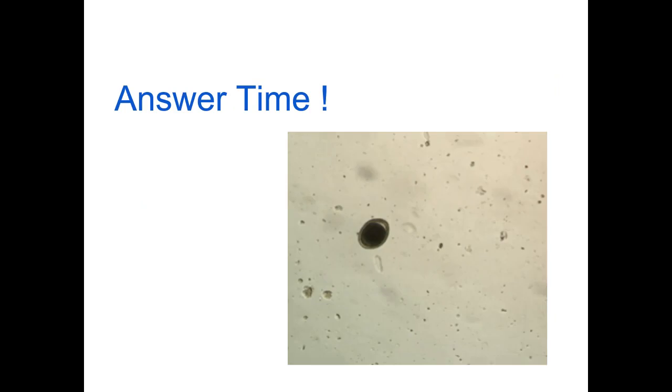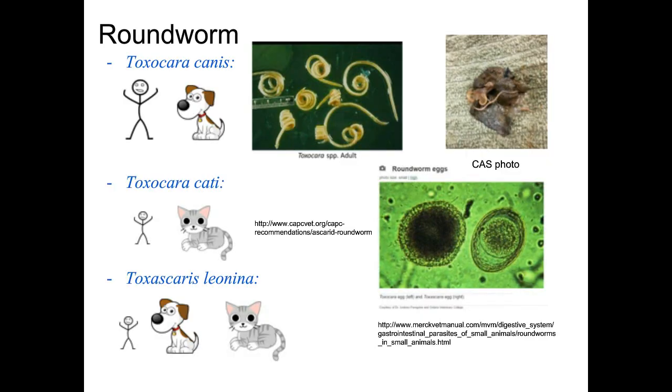All right, on to another intestinal parasite. So think about this one. Anyone know what this one is? Think about it, write it down. So that was a roundworm egg. They are a little bit larger, well, really a lot larger.